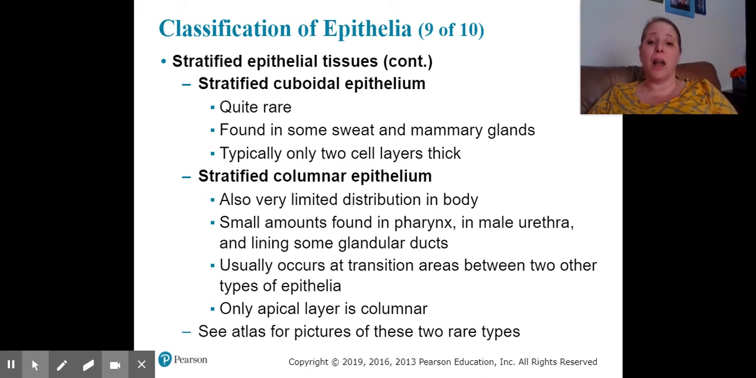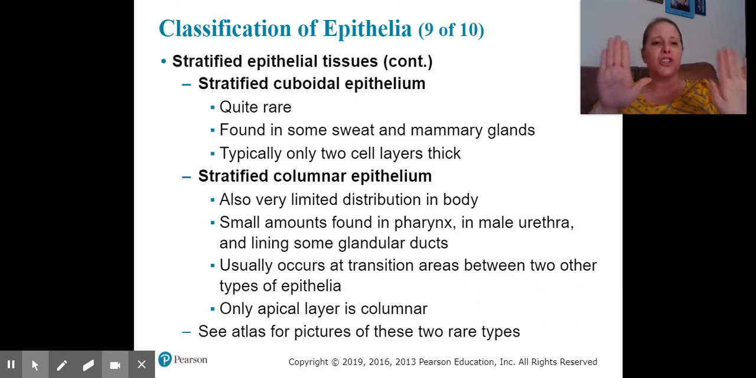Now, stratified columnar is also pretty limited. You don't get a ton of it. You get pseudostratified way more often. But stratified columnar is going to be in the pharynx, in the male urethra, and the lining of some of the duct glands. They're usually somewhere between two different types. So usually you'll see pseudostratified columnar going into stratified columnar. So it kind of switches it over for you.